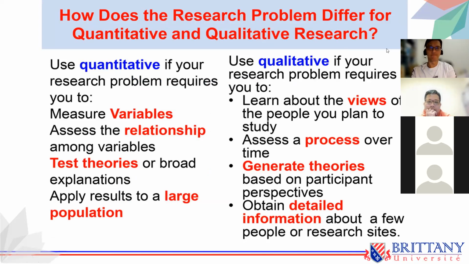We always talk qualitative, quantitative. Now, when we use quantitative, the research problem requires variables. You also assess the relationship among the variables. You test theories or broad explanations and apply results to a large population. So with quantitative or survey, you can reach a large population, many people. On the other hand, with qualitative, you cannot. You need to take interviews one by one, right? It will take time.